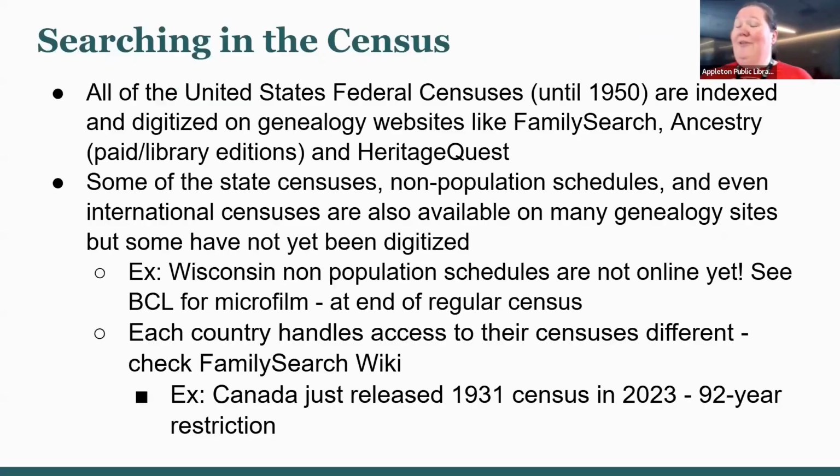So now you are probably wondering, how do you find your ancestors in the census? Well, it's a little easier nowadays to search in the census because all of the US federal censuses until 1950 that we have access to are indexed and digitized on the major genealogy websites like Family Search, Ancestry, both the paid edition and the library edition that's free, and Heritage Quest, which for you Wisconsin people, you can access for free from home. You just have to provide your library card number or your zip code for Wisconsin, and you get access to that. For those virtual folks who don't live in Wisconsin, check with your local library, see if you have access to Heritage Quest as well.